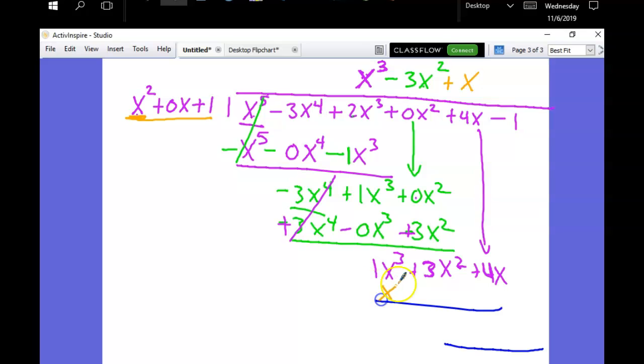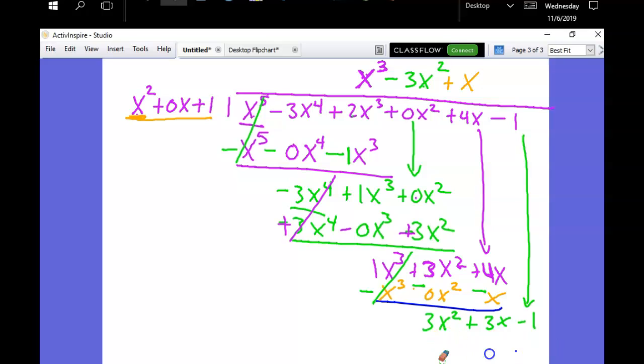That x cubed plus 0x squared plus x. And then we were supposed to go through and subtract everything. So subtract, subtract, subtract. Okay? So this goes away. This is 3x squared plus 3x. And then we should have brought down our negative 1. And we're ready to repeat again.